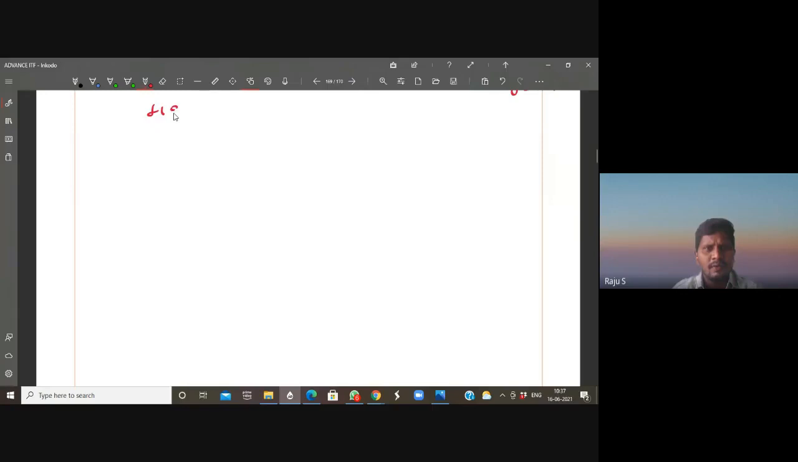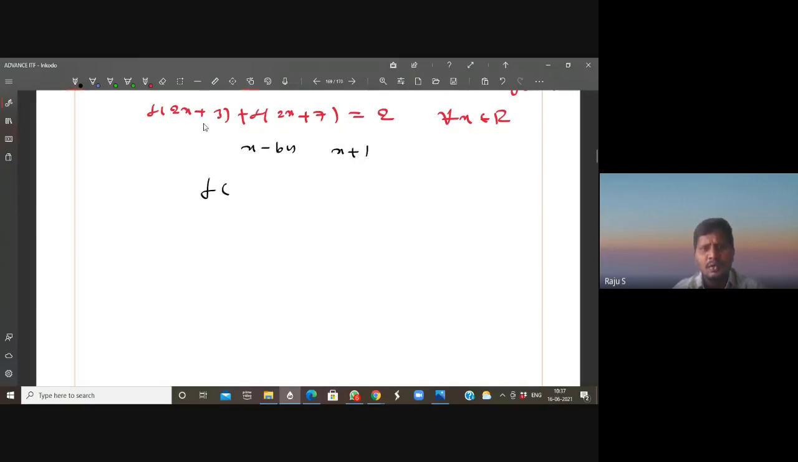f of 2x plus 3 is f of 2x plus 7 is equal to 2 for every x belongs to R. So we don't want to substitute the values, simply replace x by x plus 1. All of you tell me what about the left side? 2 into x plus 1, 2x plus 2, that is 2x plus 5. Here also replace x by x plus 1, so 2x plus 2 plus 7, 9 is equal to 2. So this is the given function as equation 1, the given condition, this is equation 2.